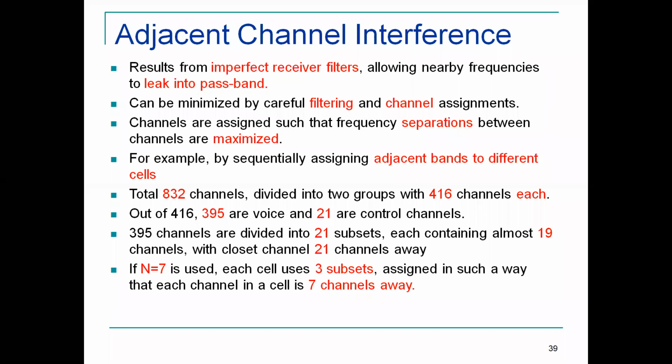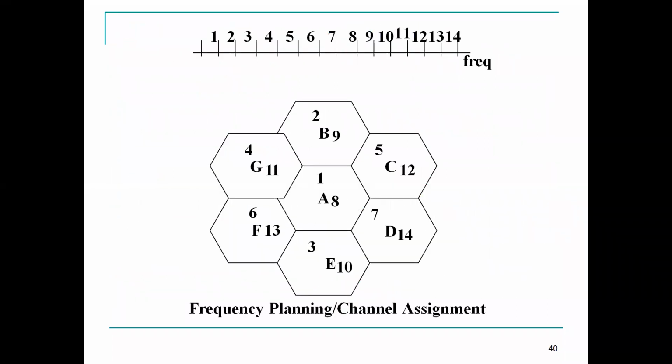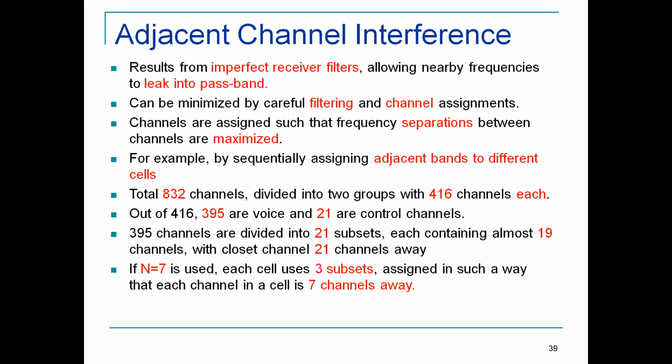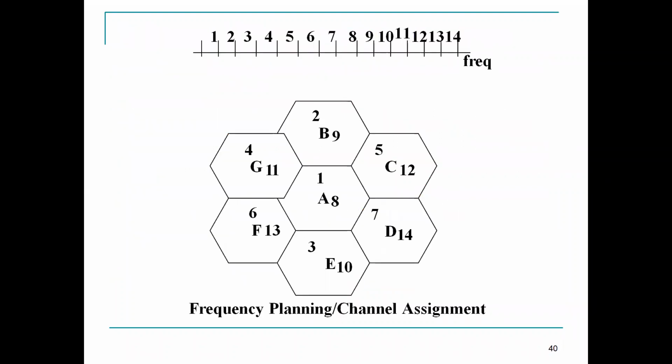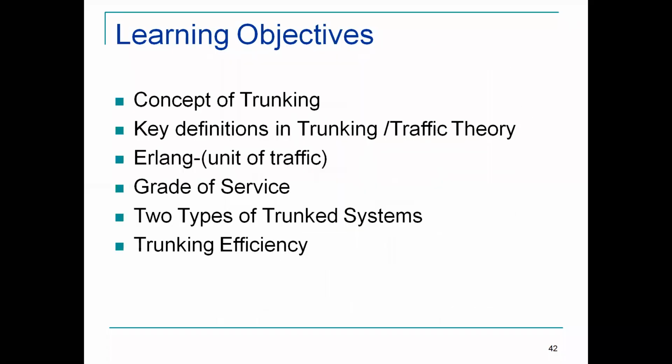Assume that each subset has channels allocated in such a way that for each subset, there will be 7 channels allocated for the cells in the cluster, right? These are the frequencies labeled 1 to 14. Here is the frequency planning and channel assignment. These are the numbers given here, 1 to 7. In each cell, there are different sets of frequencies catered, like D8, B9, and C12. Likewise, right?